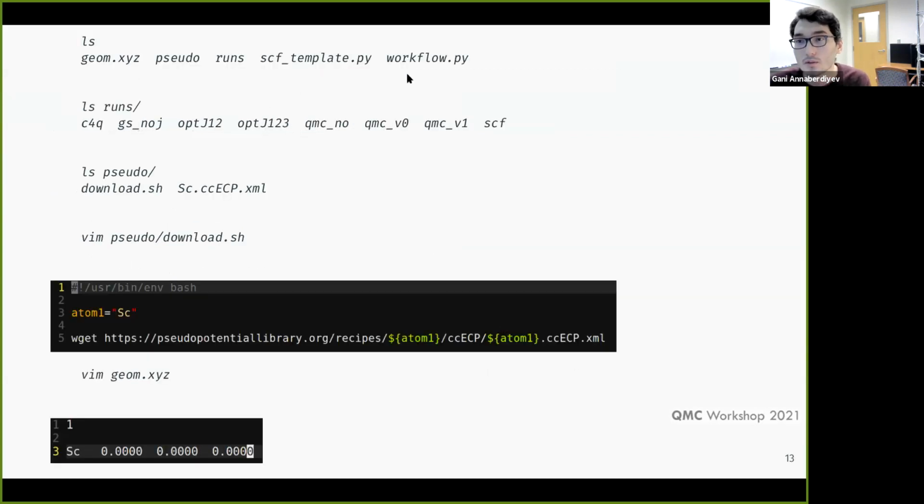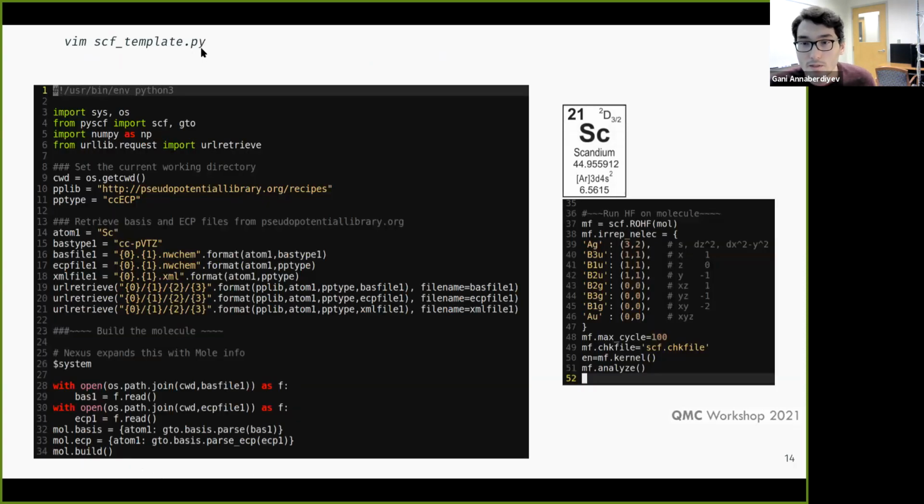When you go there, if you look at what's inside, you'll see that there's a geometry file, there's an SCF template, and a workflow file. This is a Nexus file. There's a pseudopotential directory and the runs directory. Essentially, the runs directory is going to keep all the runs. The pseudo directory is going to have the CCECP XML file, which is the QMCPACK file. And this download small script is going to download it from pseudopotentiallibrary.org. The geom.xyz is essentially just the geometry of the Scandium atom, which is given here.